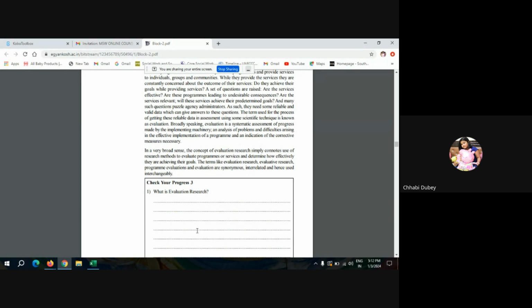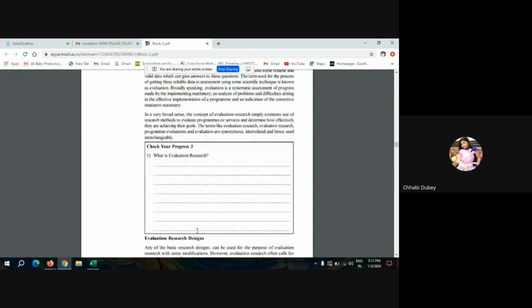Terms like evaluation research, evaluative research, program evaluation and evaluation, they are quite synonymous. They are interrelated, and therefore we use these terms interchangeably. After that, we come to the evaluation research design.